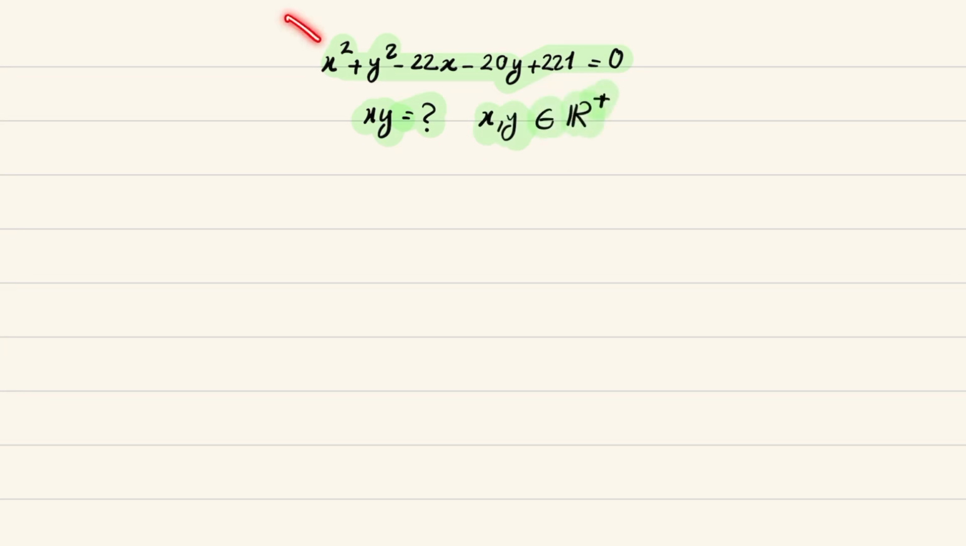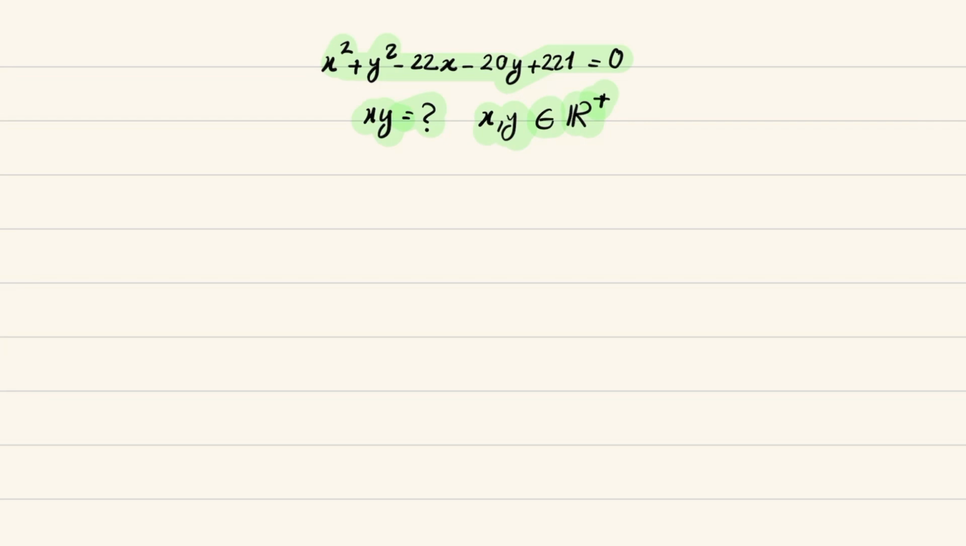So when I look at the expression that we have here, I see that there is no x times y term. This gives me a hint that x and y are not related to each other, and we can separate the x's and y's in this big expression.